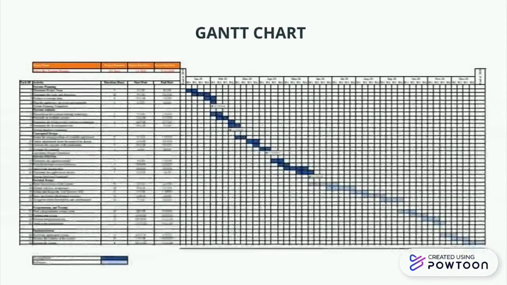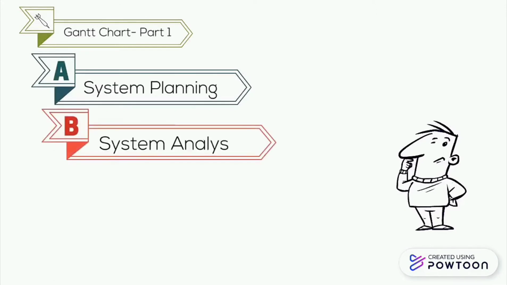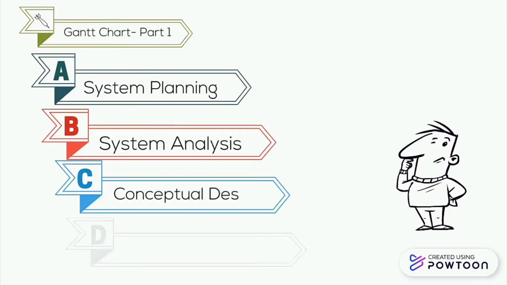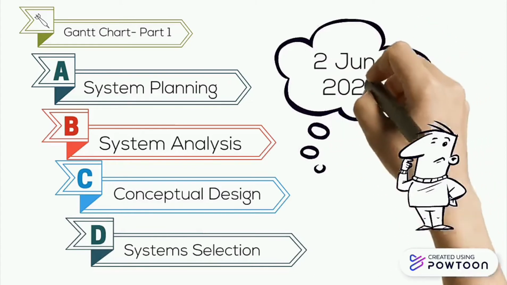This Gantt chart was divided into two parts, which are the finished part and the ongoing process. The first part is the finished process. This consists of 4 activities, which are system planning, system analysis, conceptual design, and system selection. These 4 activities were finished before 2nd June 2020.